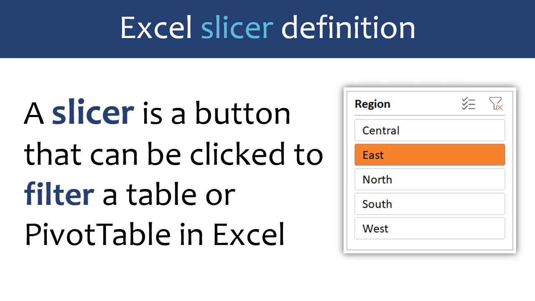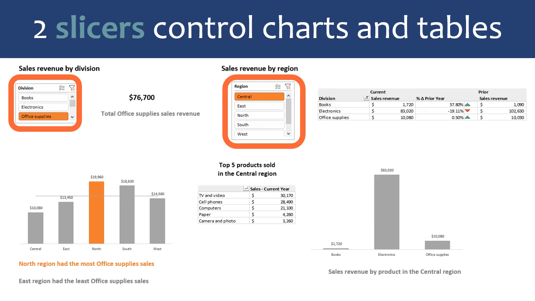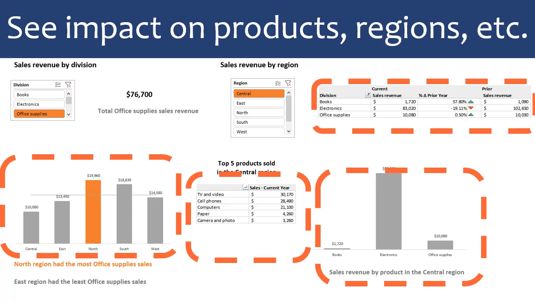Remember that a slicer is a button that can be clicked to filter a table or pivot table in Excel. It also allows you to quickly see what filter criteria are currently being used. In this interactive Excel dashboard, there are 2 slicers to filter the data, one for division and one for region. When those slicer buttons are clicked, the charts, dynamic headings, and tables change. Click on each of the slicers and observe how the related charts, tables, and other information change.